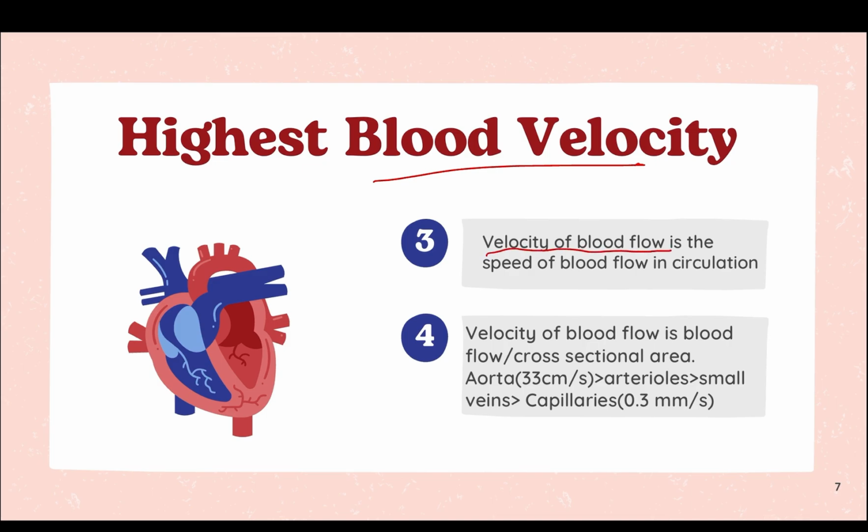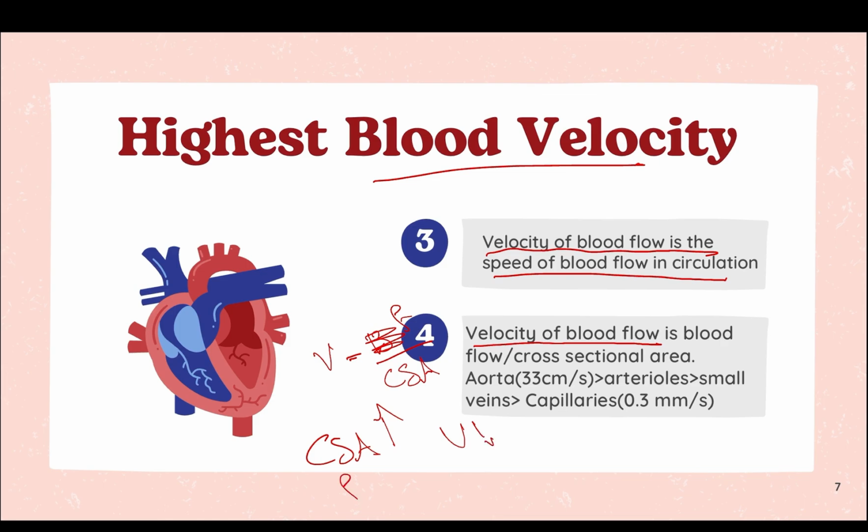The velocity of the blood is the speed of the blood flow in the circulation. So how fast the blood flows in the circulation, that's the velocity of blood flow. Now, the velocity of blood flow, let's have that as V. It would be equal to the blood flow itself, let's have that as F, as in flow, divided by the cross-sectional area. That would be the velocity of blood flow. So the more cross-sectional area you have, the less velocity. More blood flow, you'd have more velocity.